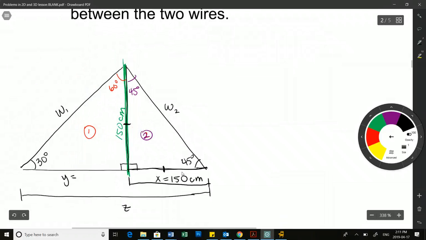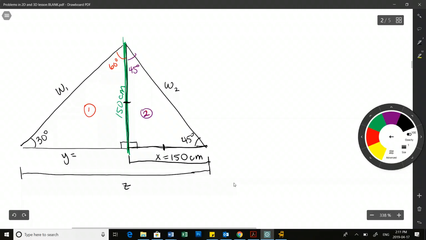Okay, zoom in a bit here. So if this angle and this angle are equal, I know that this side and this side must also be equal. Okay, isosceles triangle.